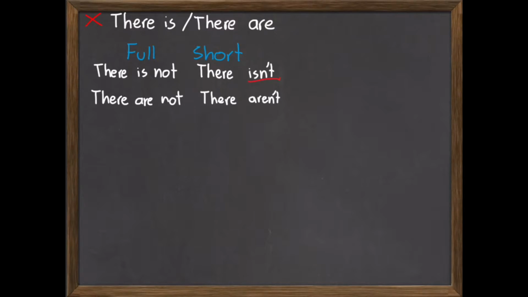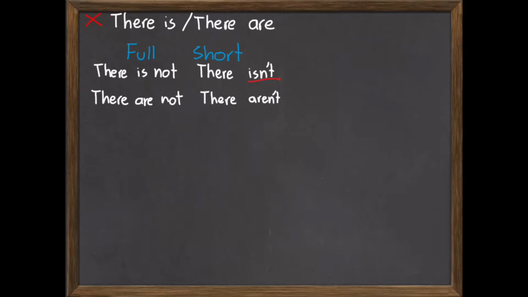For example, in the previous page, we can use the example of the cat and say there is not a cat on the chair, or there isn't a cat on the chair. For the plural form, there are not any monsters in the closet, or there aren't any monsters in the closet. Now that was the negative form.